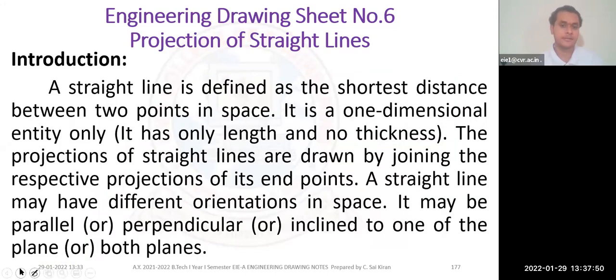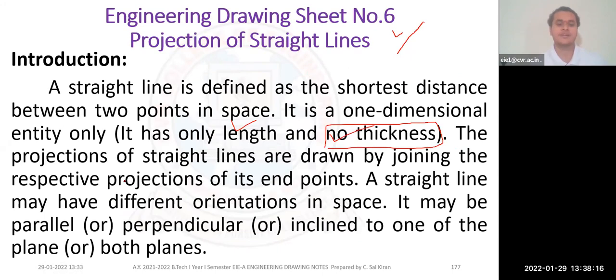A straight line is defined as the shortest distance between 2 points. Suppose I have 2 points. If I join these 2 points, it will become a line. And this is one dimensional. It has only one dimension, either length or width or thickness. When it has length, it doesn't have any thickness. Whenever we say a line, it has no thickness. It has only the length value.